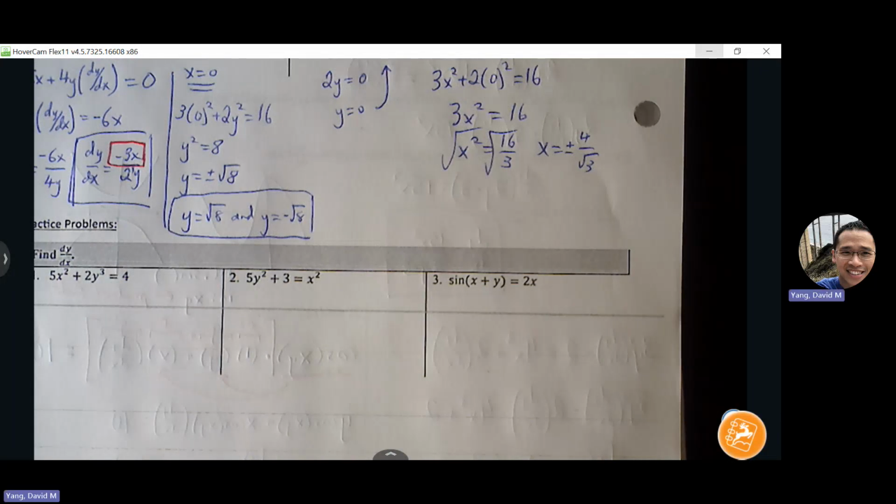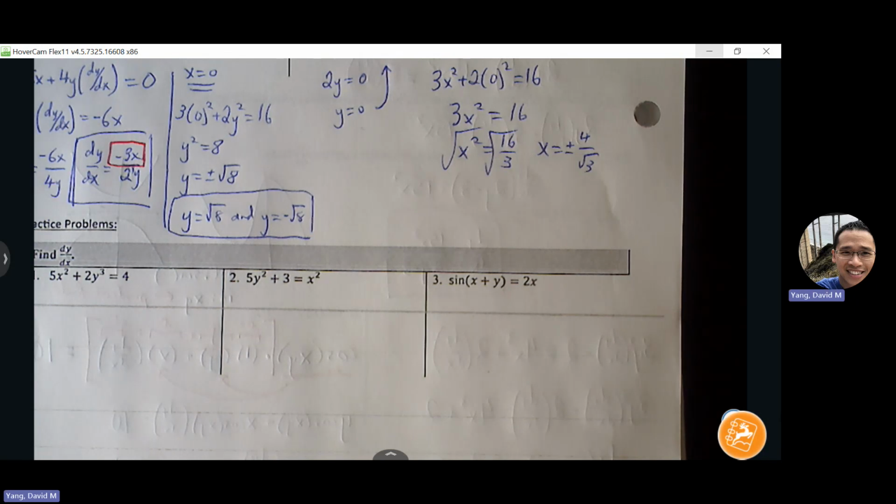So number 3 at the bottom says sine of x plus y equals 2x. Can you identify what rules or what methods do we have to make sure we include as part of our process for number 3? Chain rule and implicit. Yeah, now obviously we knew that this is under implicit differentiation because we're in this section, but we need to be able to recognize, right?